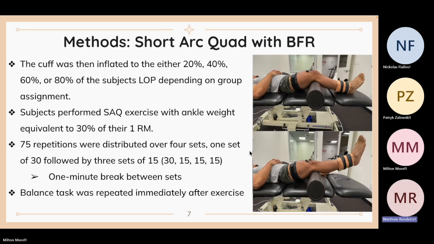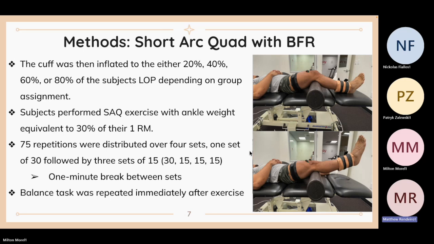As far as the exercise that we did, short arc quad with the BFR, of course. And like Milton said before, the cuffs were inflated to 20, 40, 60, and 80% of limb occlusion pressure, depending on the group. They performed the short arc quad exercise with an ankle weight equivalent to 30% of their 1 rep max. A total of 75 repetitions were completed over 4 sets, broken up into 1 set of 30 repetitions, and then 3 sets of 15 following that.